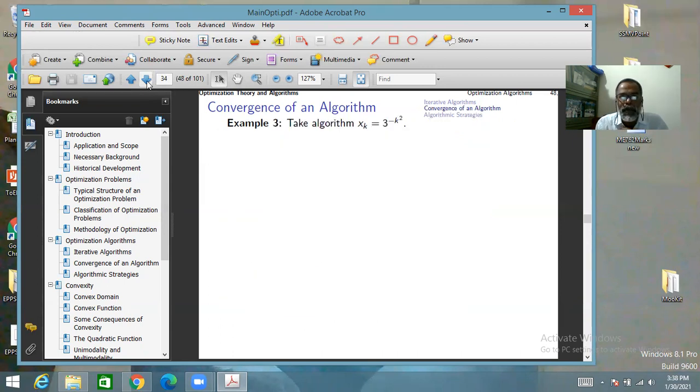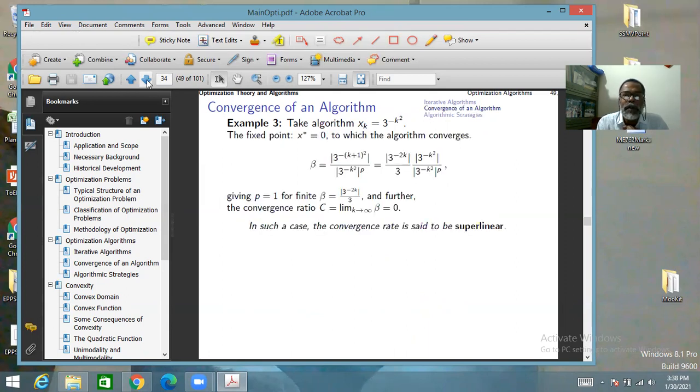Take another example. Say xk equal to 3 to the power minus k square. Again, this is not an iterative strategy, iterative algorithm. So ask the same questions. What is its fixed point? So x star equal to 0 is its fixed point that you can see. You put k equal to 10,000 and then you will find 0, almost 0. So, and here the algorithm converges.